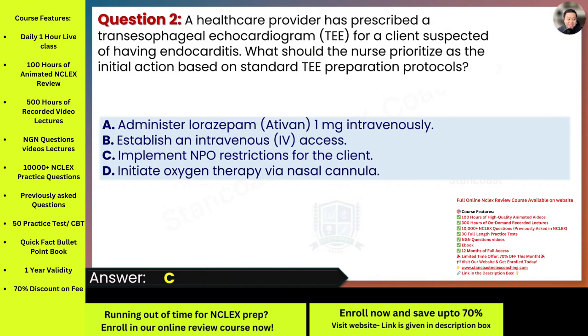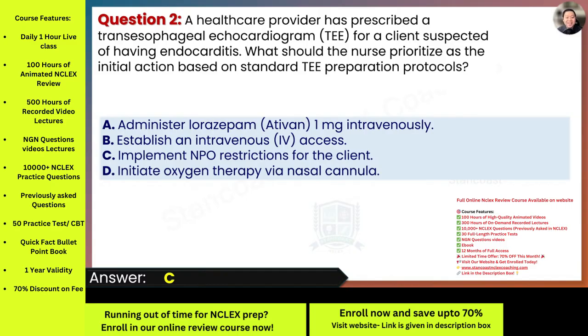Now, what about letter D, initiating oxygen therapy via nasal cannula? We know that oxygen is sometimes used during the procedure, particularly for sedated patients, but it's not a standard procedure or pre-procedure requirement unless the client already has respiratory issues. And since there's no mention of hypoxia, starting oxygen is unnecessary at this time.